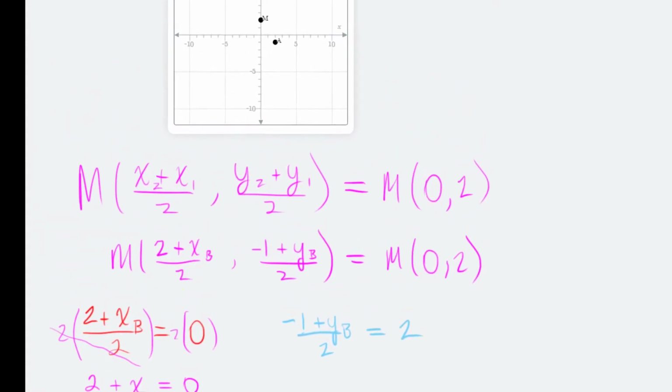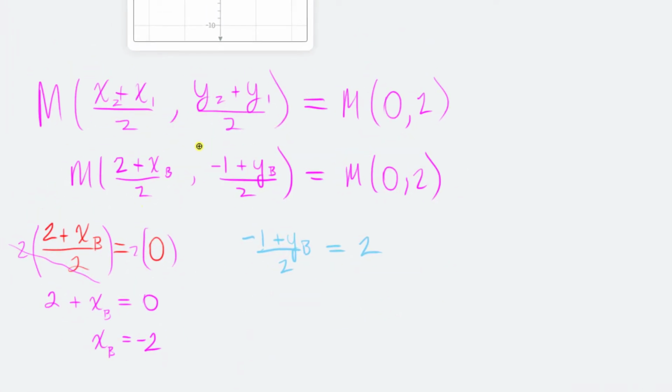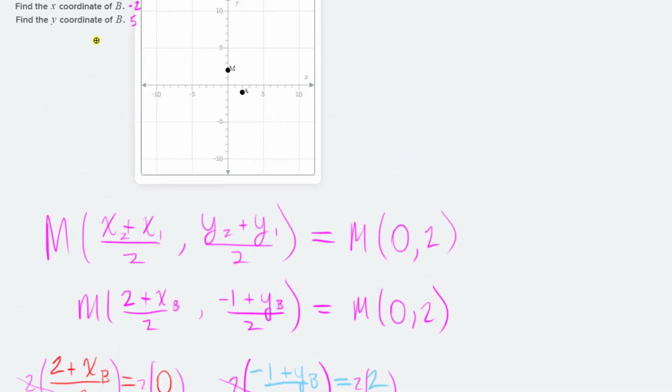Well, that matches what I did when I counted it on the graph, an x of -2. I'll come over here and do the same kind of math. I'm going to have to multiply by 2 on both sides to make the denominators cancel out, which means I need to multiply by 2 over here. So I'm going to end up with -1 plus the y of B is equal to 4. I will add 1 on both sides, and get a y of B is equal to 5. And so that's matching what I got over here when I did the counting.